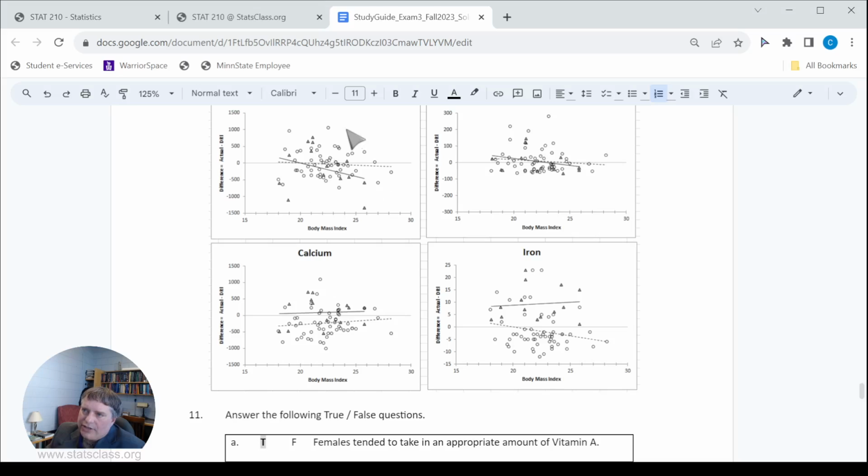There is a gender effect when I'm looking at vitamin A. Not much of a gender effect when I'm looking at this one here. There's not much BMI effect because the lines are pretty flat. There's not much gender effect because the two lines are pretty close together.